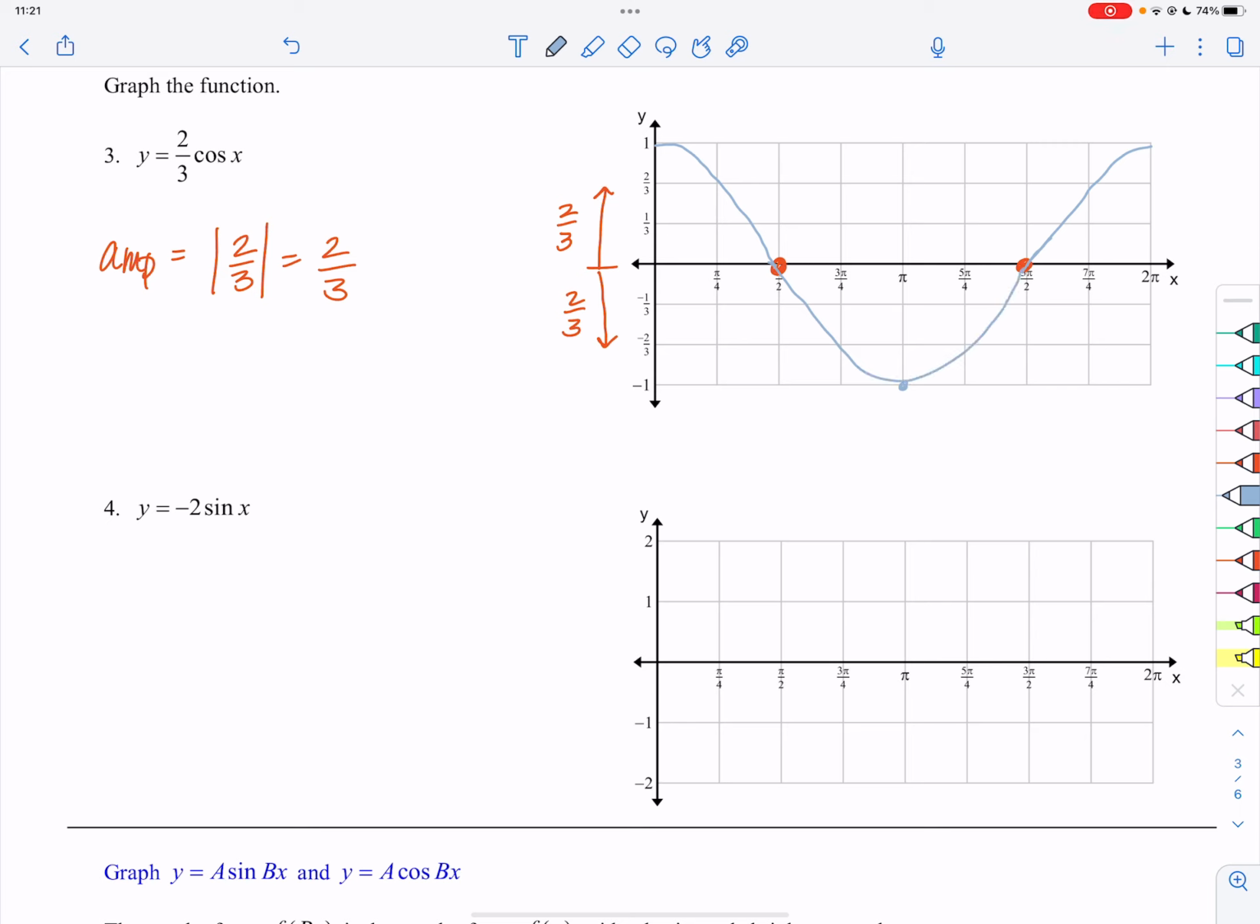There we go. Okay, so now with just an amplitude of 2/3, we'll still have our x-intercepts there, but we will have our max and min values decreased. And now you can see we will go right into that x-intercept, come around, and go around. Okay, let's try number 4.